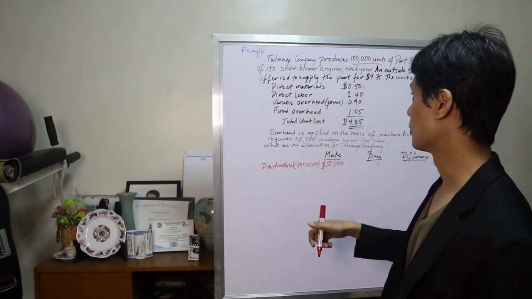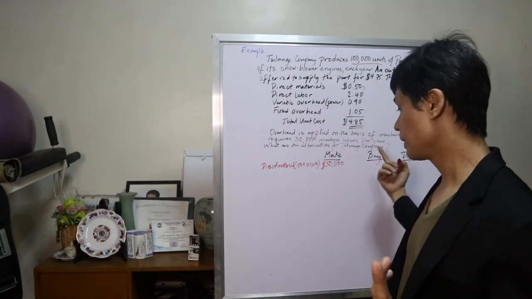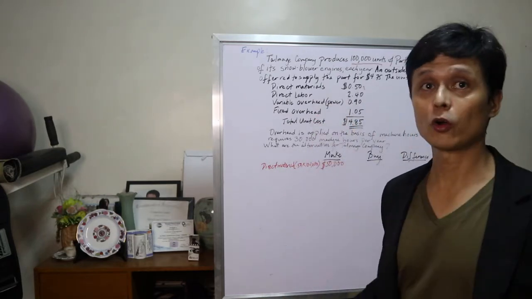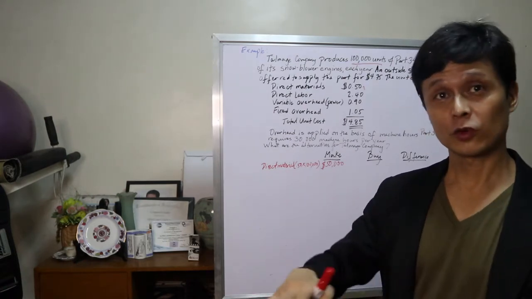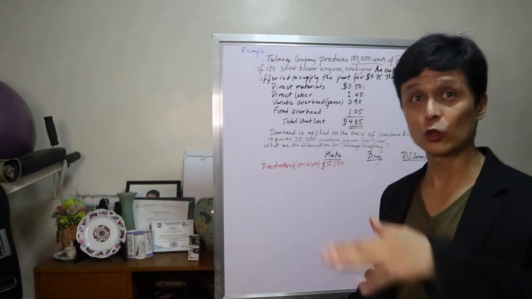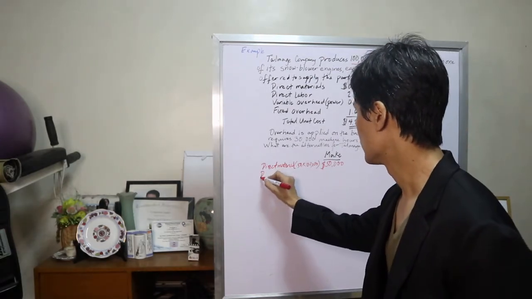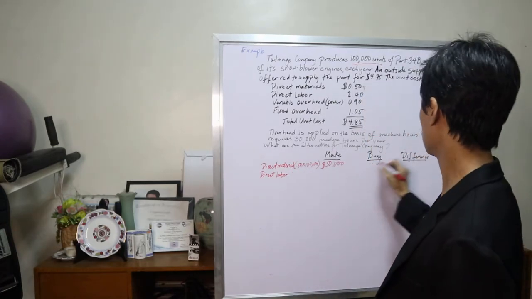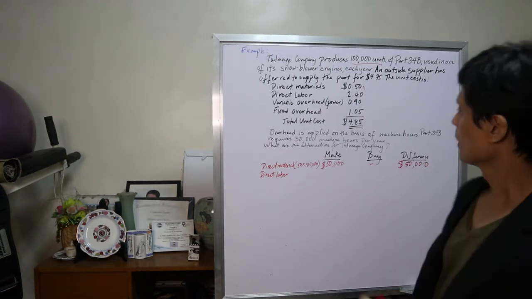Yung direct labor. Why? Kasi if they decided to make, then they have to pay labor. If they decided to buy, then they don't have to pay labor. So it differs in two situations. Therefore, it is relevant. If it differs in each situation, then it is relevant. So lagay natin dito direct labor. So difference is 50,000.